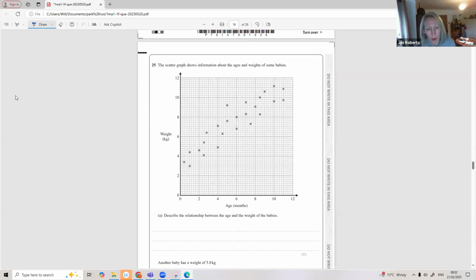Describe the relationship between the age and weight of the babies. It's not asking for the correlation. What's the relationship? So can you see, as the age increases, so does the weight of the babies. So it's got to be something along those lines. As the age of the baby increases, the weight increases.